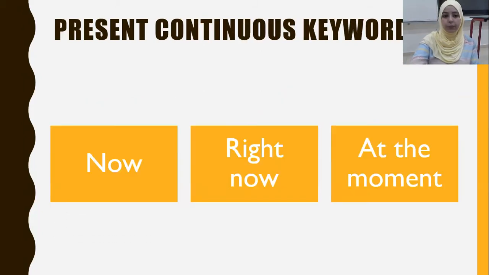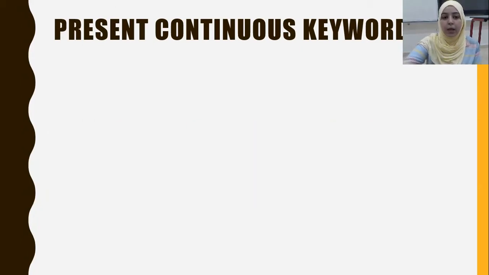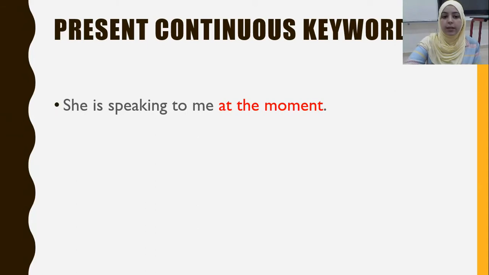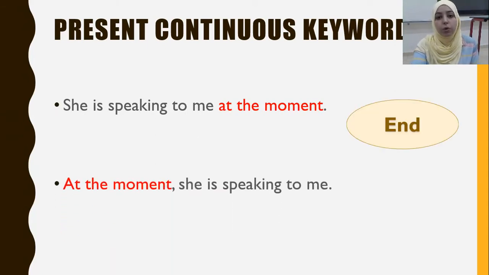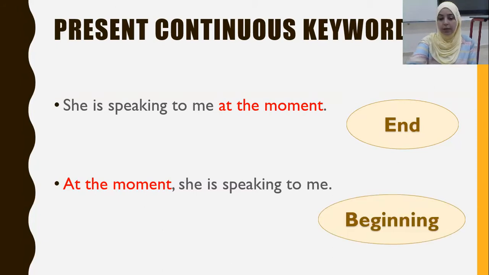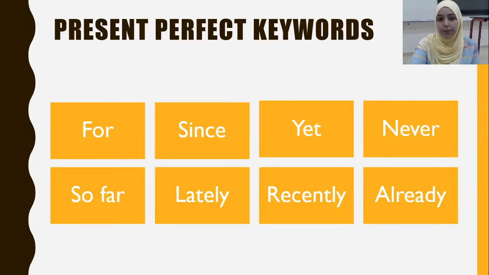Okay. Let's move on to the present continuous. This is pretty easy. We have three keywords: now, right now, at the moment. They all almost have the same meaning, so you can use them interchangeably. An example is when I say she is speaking to me at the moment, at the end of a sentence, or at the moment, comma, she is speaking to me at the beginning of a sentence.